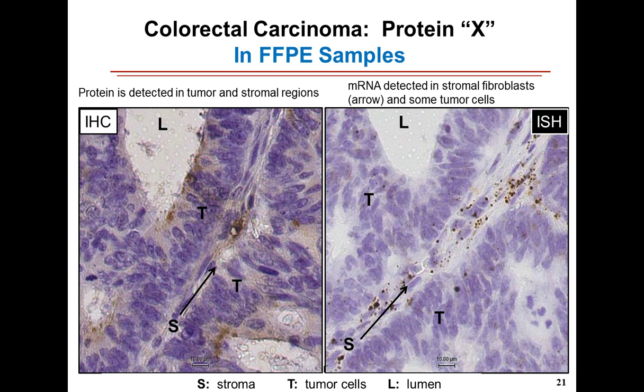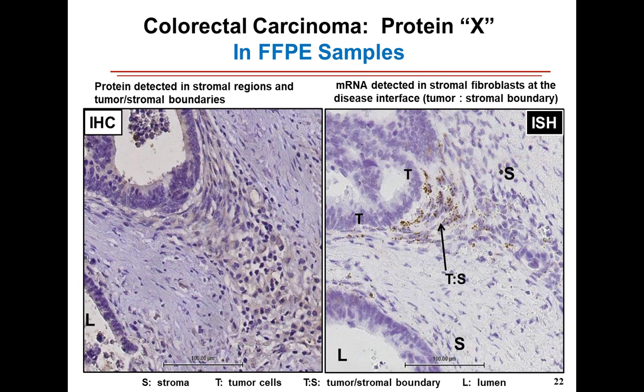This is a close-up again showing the activated fibroblasts within that narrow stroma. The tumor cells close to that lumen, where the L is, are slightly positive. So what you see on the left with FFPE is a true signal, and we knew that we were actually detecting protein X by confirming through in situ hybridization.